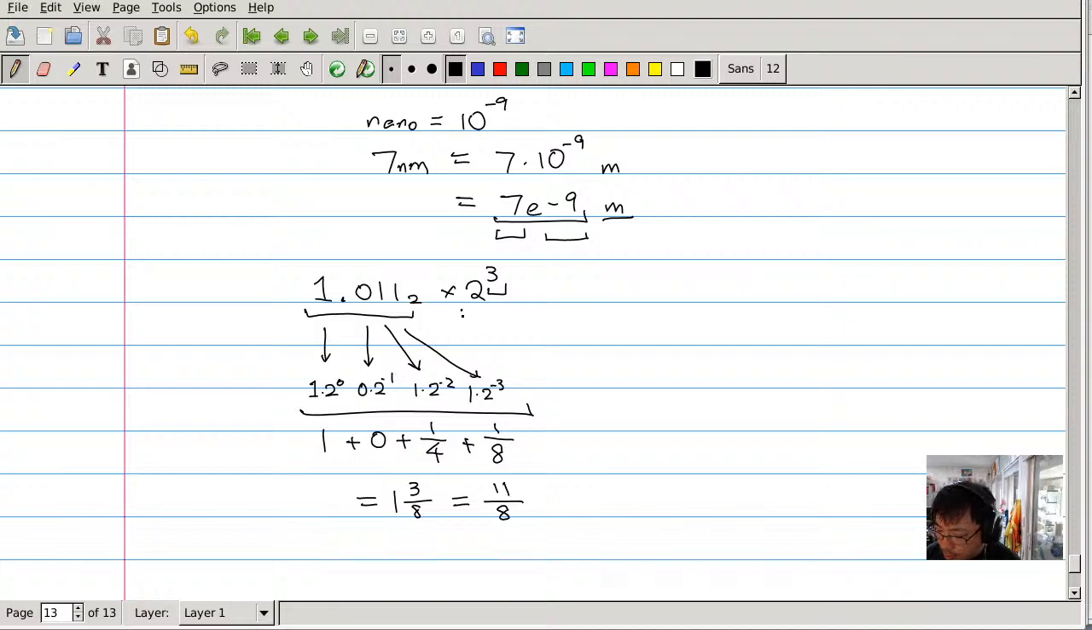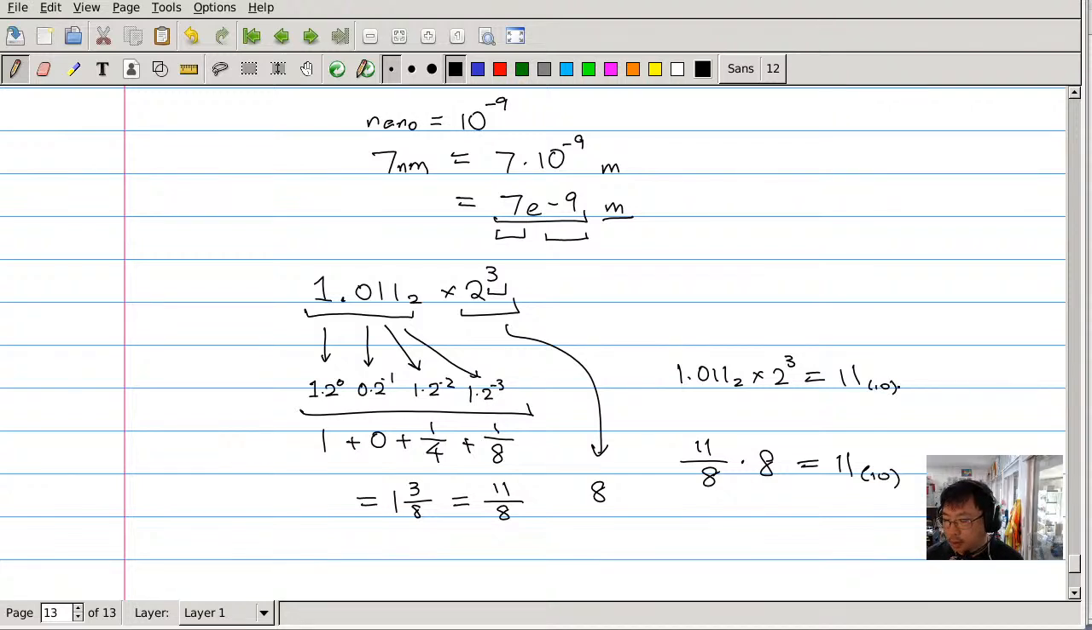What about this part over here? It is 2 times 2 to the power of 3, which is 8. So now we've got 11/8 times 8, which is really just 11. Now this is base 10. In other words, 1.011 base 2 times 2 to the power of 3 is just what we know as 11 in base 10.